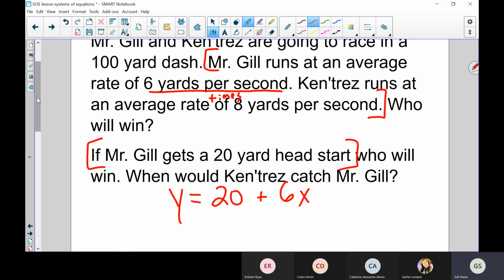So now, Contreras would be what? Where does he start? 0. He's at 0. He didn't get a head start. He starts at the starting line, which is fine. He can start there. And then he runs at 8, and per means multiply, so times x, because x is going to be the seconds. For him, it's going to be 8 per second. So those equations are all very similar: the process, how you find the numbers, what you're looking for, everything.